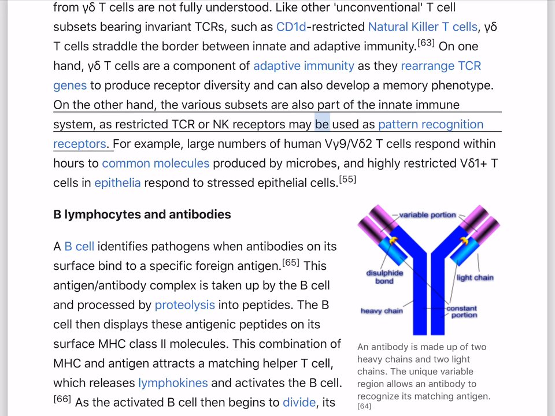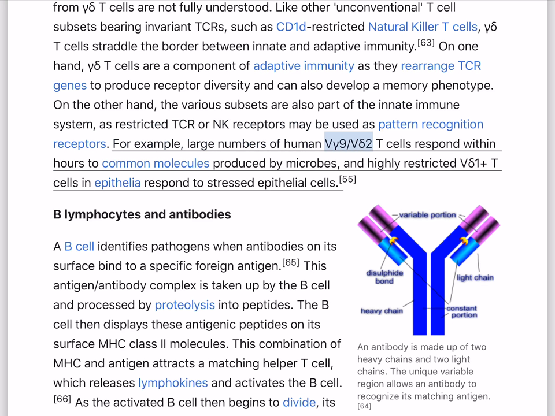For example, large numbers of human gamma delta T cells respond within hours to common molecules produced by microbes, and highly restricted gamma delta T cells in epithelia respond to stressed epithelial cells.